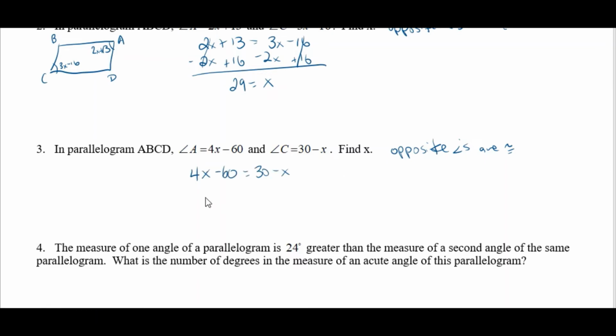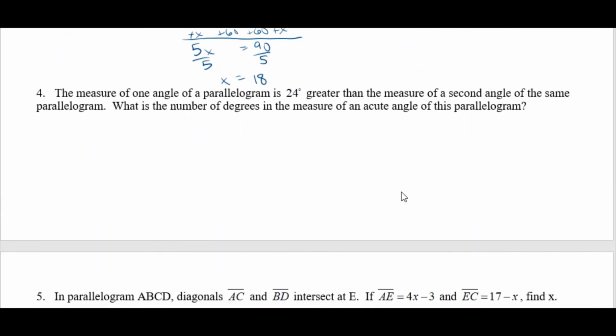All right, so we start with our equation where angle A, 4x minus 60, is equal to angle C. All right, we are going to add x to both sides to get the x's on the same side, and then add the 60 over as well to undo the subtraction. We get 5x is equal to 90, divide by 5, and we should get 18 for x. So hopefully you guys end up with the same thing.